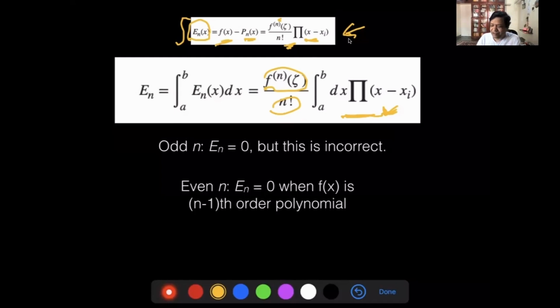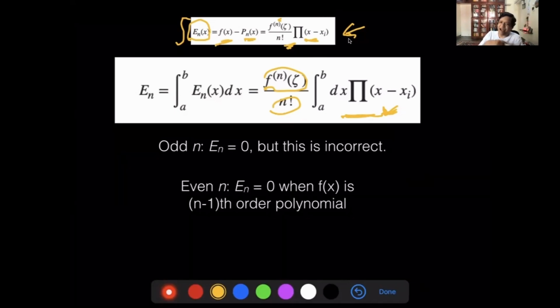With odd n, I cannot expect this Newton-Cotes rule to give an exact result for an arbitrary function. That's not true, like sin x. If I choose an odd number of points, I cannot get the exact result with Newton points. I'm going to show what the problem is in a minute. But for even n, we can prove right away that the error is 0 when f(x) is an (n minus 1)th order polynomial or lower.